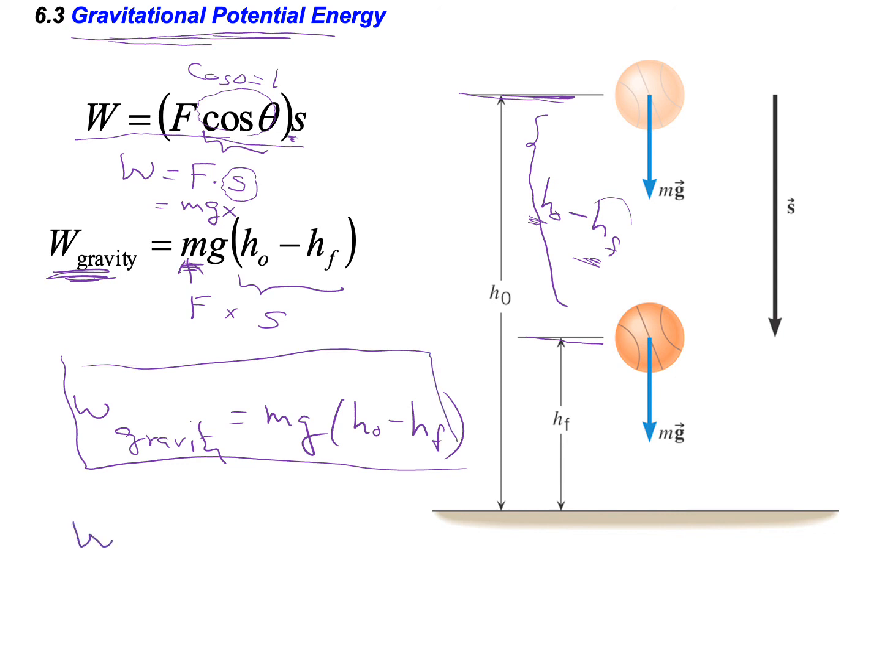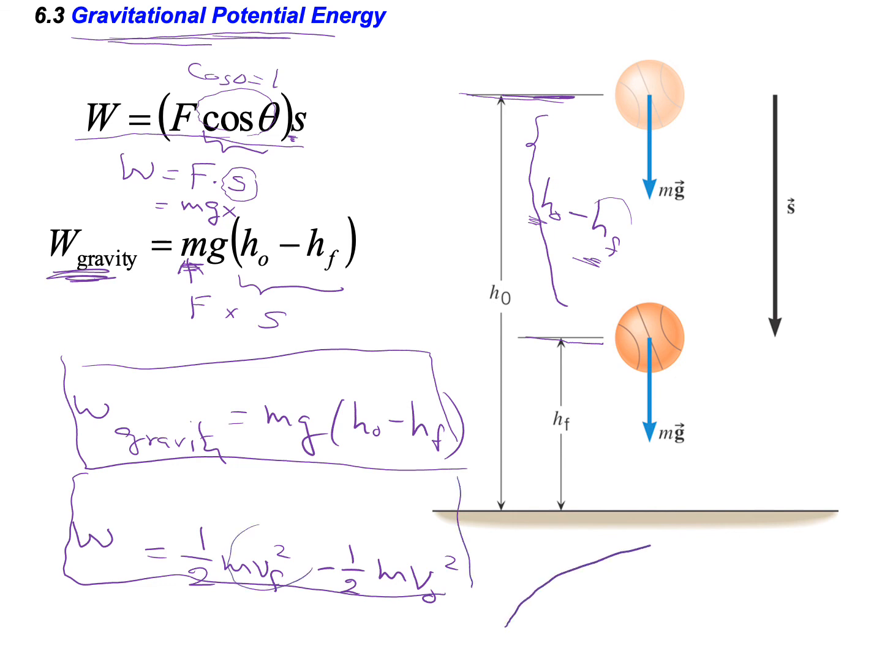We learned another equation, kinetic energy: half m v final square minus half m v naught square. This is kinetic energy and this is gravitational energy. So there are cases where we do work against gravity and also have a kinetic part, like projectile motion.